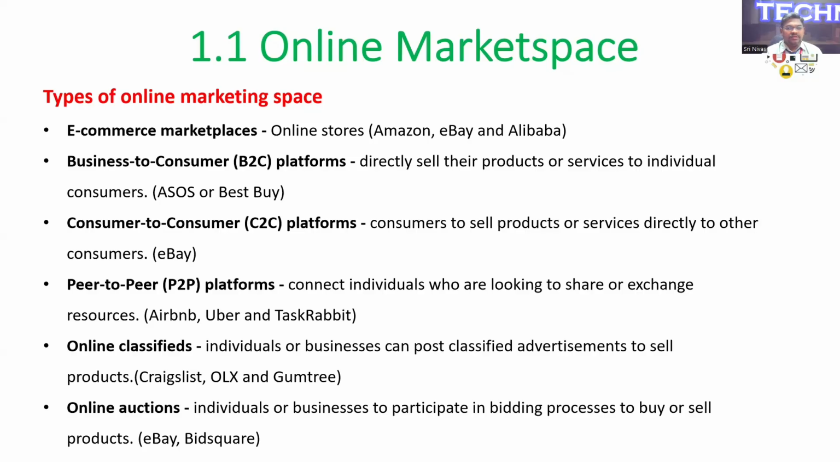And then online classifieds. An individual or business can post a classified advertisement to sell their product, or a house, or land, or whatever things. For example, a two-wheeler or four-wheeler. Like that, they sell already used things through the online. So this is also possible through online classifieds. The best examples are OLX and similar sites.